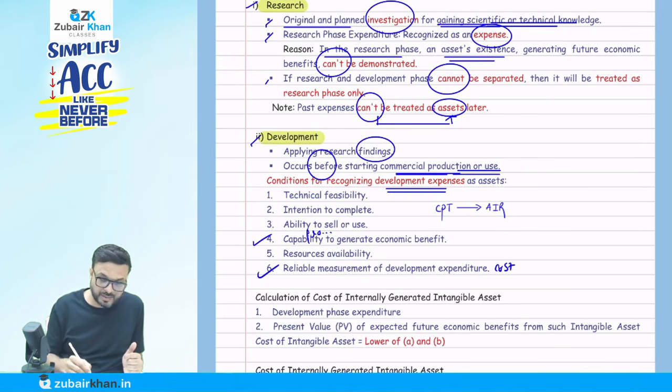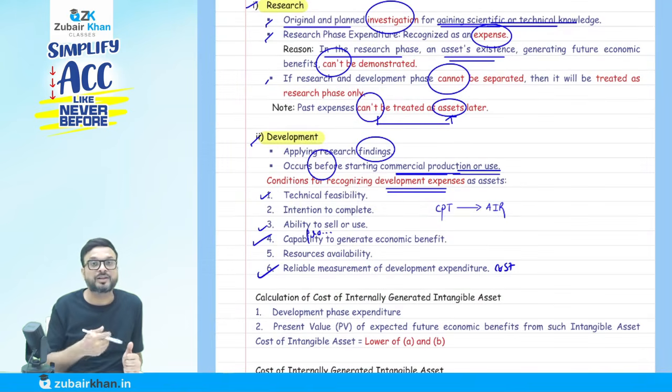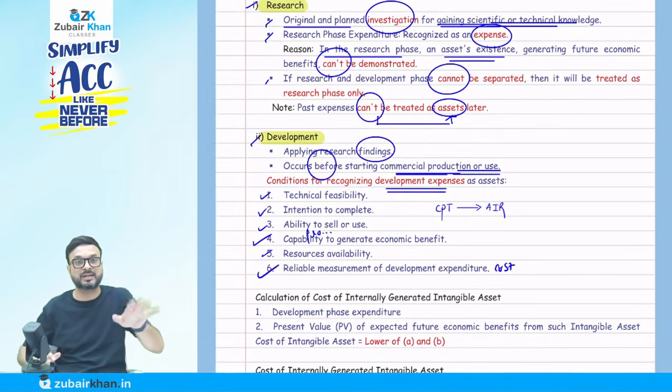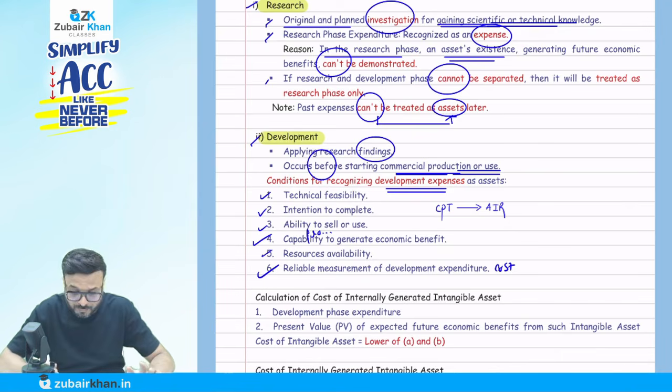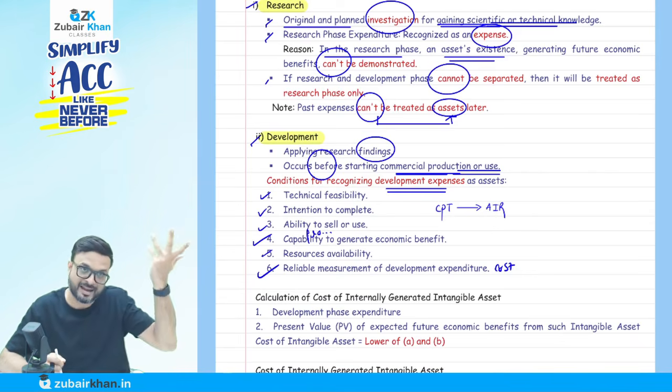Now T is for technical feasibility. Is it technically possible or not to develop the product? If it is possible, then only. A is for what? Ability to sell or use that. I is for intention: you should have the intention to complete that. And R is for resources: there should be resources also available. If these 6 conditions are satisfied, the expenditure that we incurred during the development stage we can capitalize. What is C? Cost. What is P? Probable future economic benefit. What is T? Technical feasibility. What is A? Ability to sell or use. What is I? Intention to complete. What is R? Resources should be available. CPT, AIR.